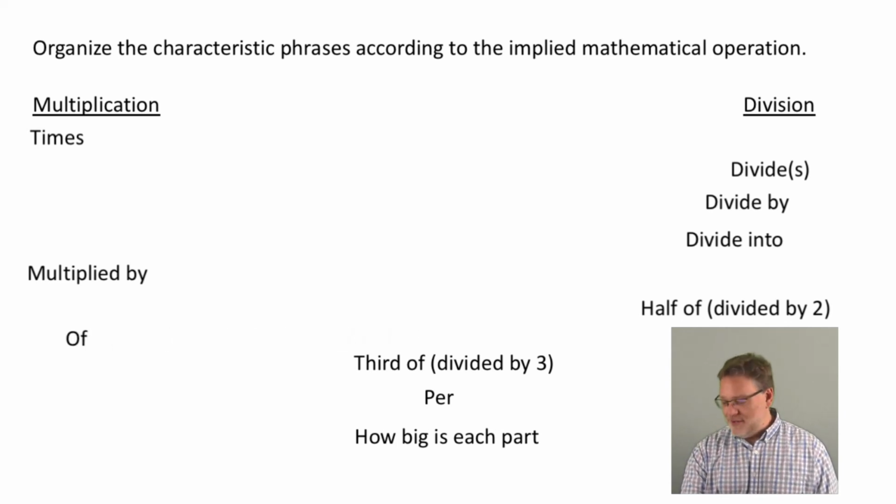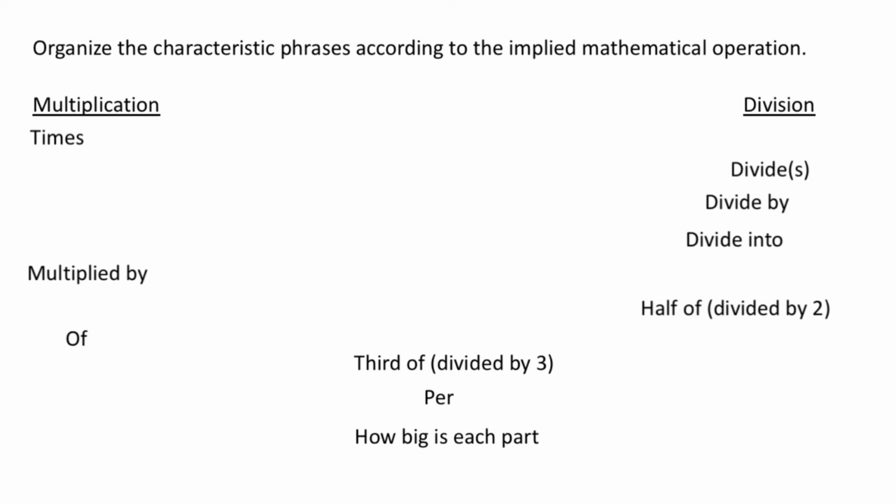If you're taking a third of something, well, specifically if that means dividing by 3, that's division. Per, miles per gallon. How do you calculate miles per gallon? Well, you take the number of miles that you've driven and you divide that by the number of gallons of gasoline that you've burned. So "per" indicates division.